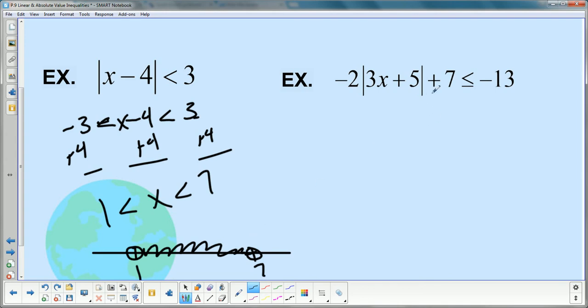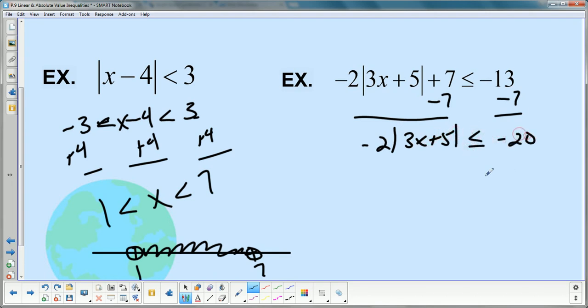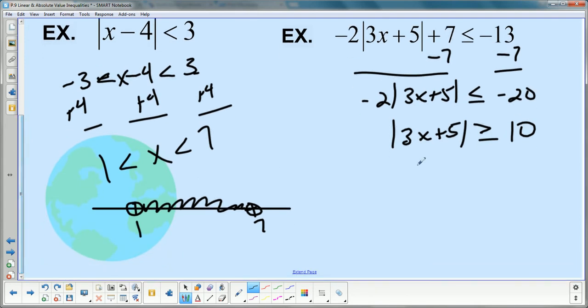And look at the second one, you need to be careful. Make sure you isolate first. So we subtract 7 from both sides. So we have negative 2 times the absolute value of 3x plus 5 is less than or equal to negative 20. And now we need to divide by negative 2. So the absolute value of 3x plus 5, remember when we divide by negative, we flip our symbol, and so we get positive 10. And this is the case now because it's greater than, we're going to make an AND statement. So 3x plus 5 is greater than or equal to 10.